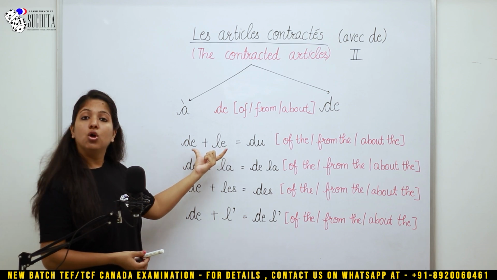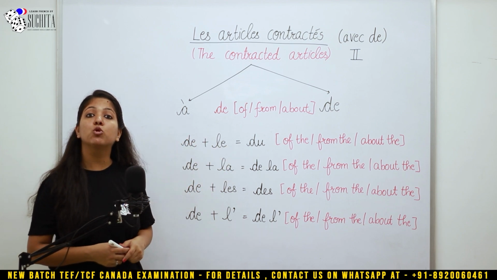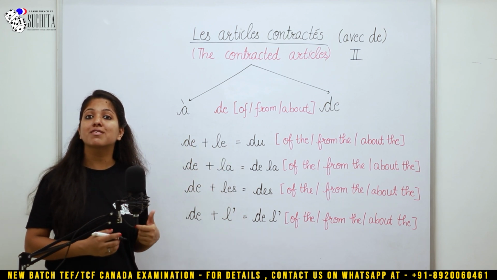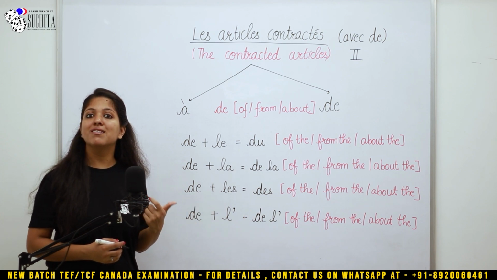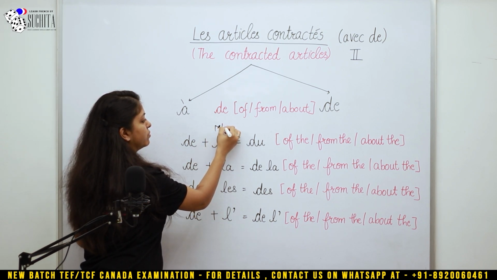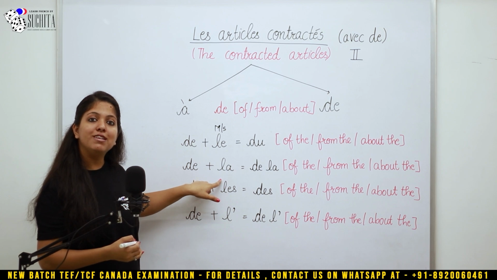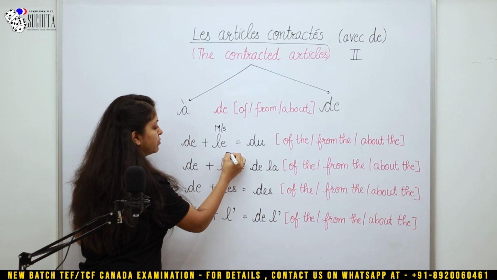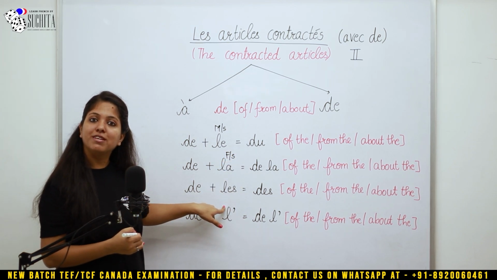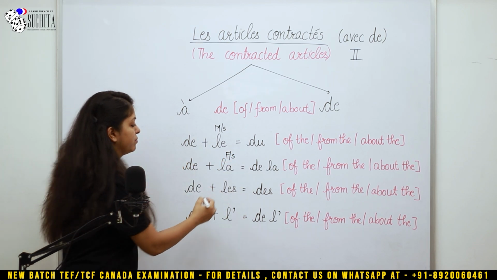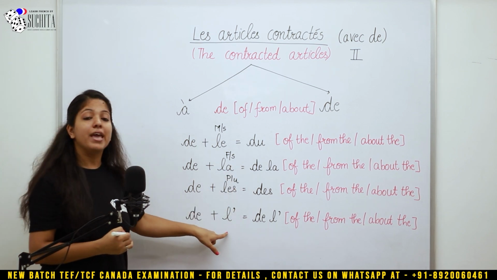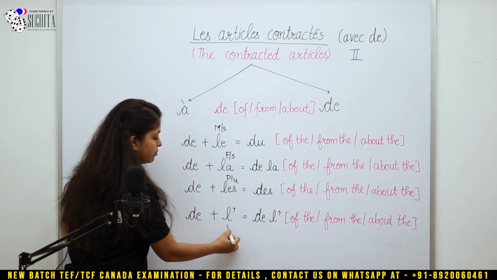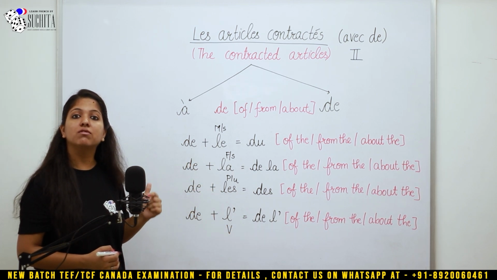Now, let's give a brief recap to the definite articles. Where exactly do you use le? Le, on utilise pour les choses qui sont masculins et qui sont singuliers. La, on utilise pour les choses qui sont féminins et qui sont singuliers. Les, on utilise pour les choses qui sont plurielles. Et l'apostrophe, on utilise pour les choses qui commencent par une voyelle, which begin with a vowel and which are singular.